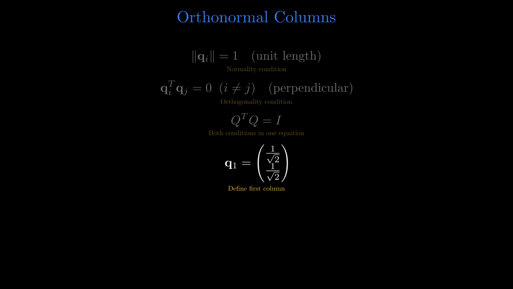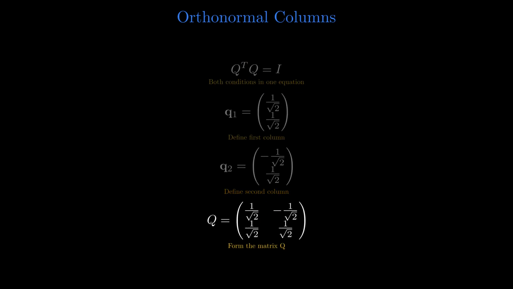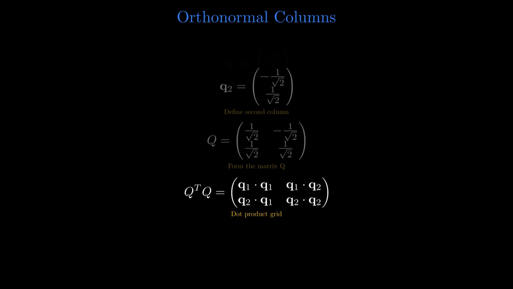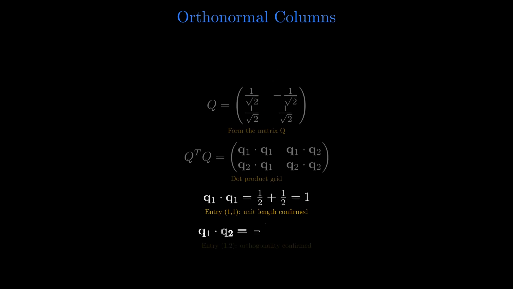Define Q1 as the vector (1 over root 2, 1 over root 2), and define Q2 as the vector (negative 1 over root 2, 1 over root 2). Now form the matrix Q with these as columns, and compute Q transpose Q entry by entry. The 1,1 entry is Q1 dot Q1, that's 1/2 plus 1/2, which equals 1. The 1,2 entry is Q1 dot Q2, that's negative 1/2 plus 1/2, which equals 0.